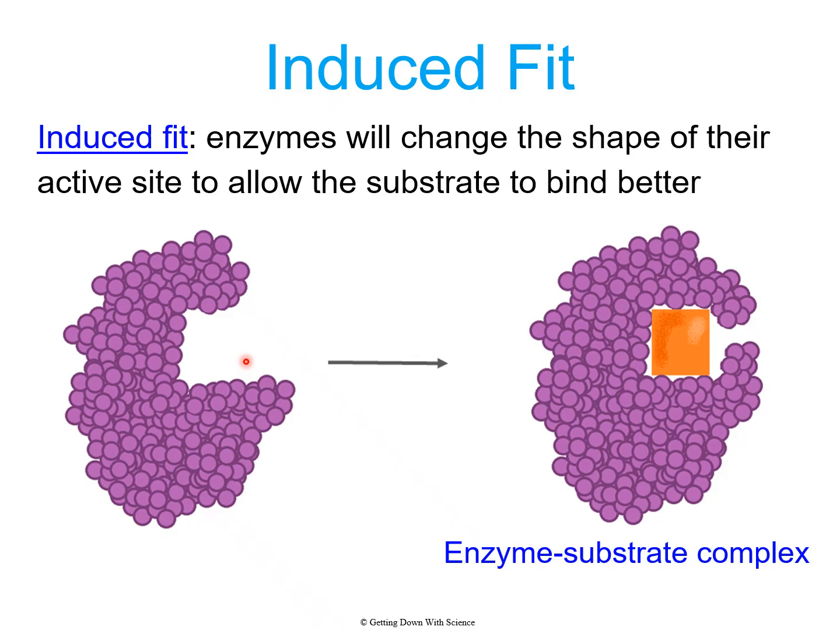Now, there's another model in which enzyme substrate complexes are formed, and that is called the induced fit. So on this slide, I'm now describing the induced fit. The induced fit model is when the substrate, which is this orange shape right here, is not a perfect fit for the enzyme's active site. However, the enzyme can change the shape of its active site to better fit the substrate. So it's being induced in order to fit the substrate.